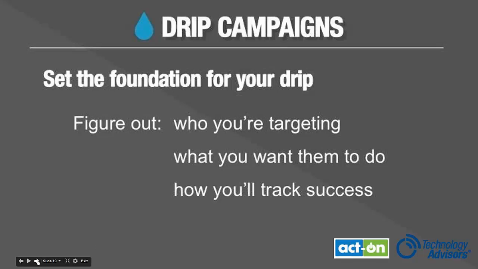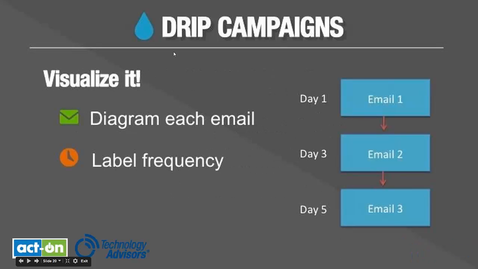You're welcome. Drip campaign, set the foundation we talked about. Then visualize it. This is where we go from Sharpie cocktail napkin drawing schematic, what we want to have happen in day 1, email 1, email 2, day 3, email 3, day 5, right? We start putting together this workflow, chart it out, how we want it to happen. This is actually the most difficult piece of it, the actual visualization, right?